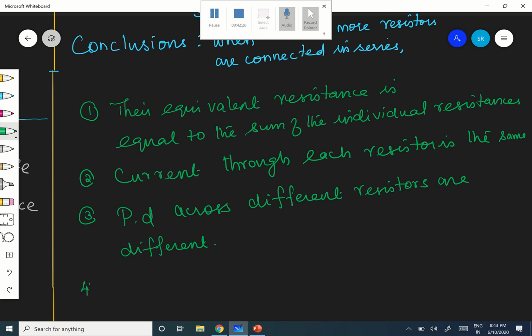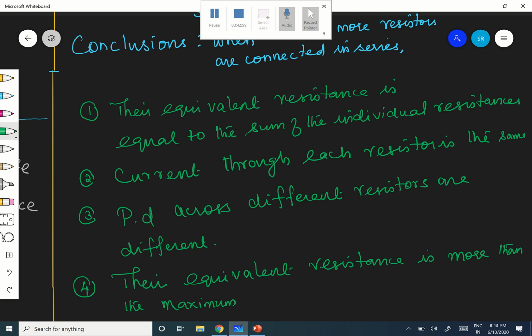Then the fourth one. Their equivalent resistance is more than the maximum, the greatest resistance in the combination. Like that we have seen in capacitors also, combination of capacitors.